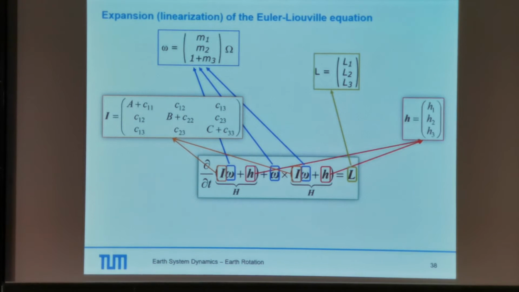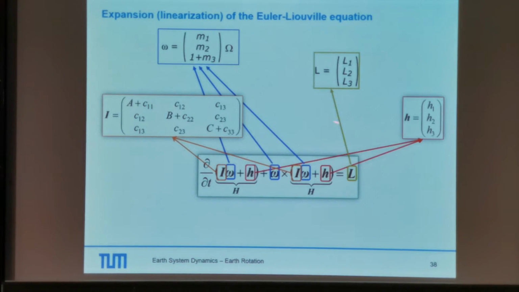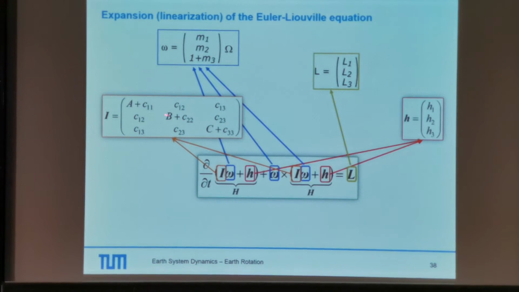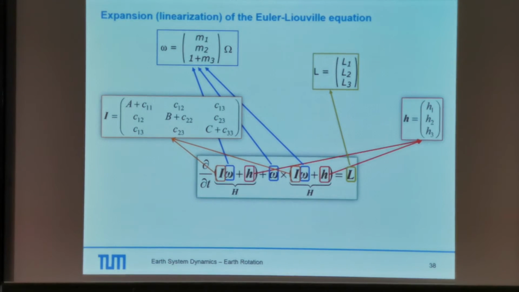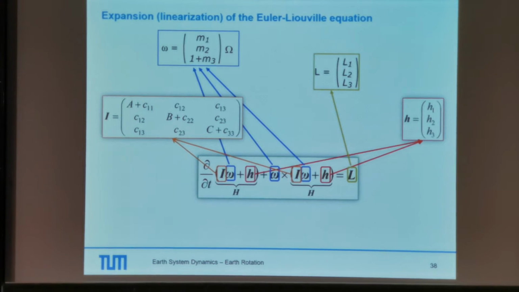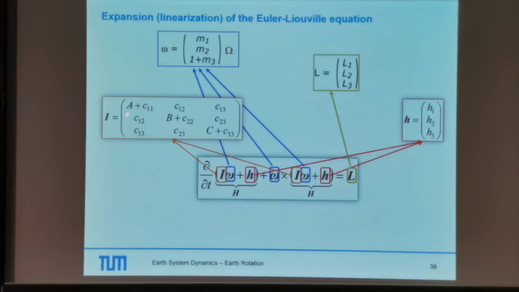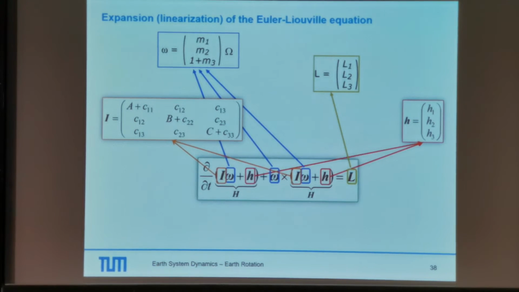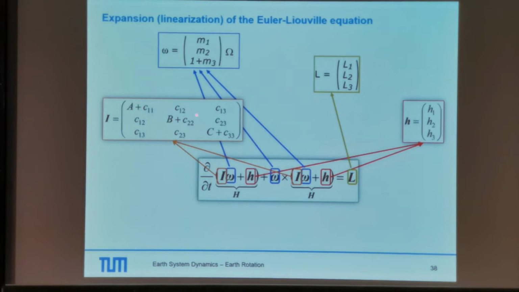Okay, if we look again at the equation, this is the Euler-Liouville equation. We know the capital I here, which comprises this formulation, I0 plus delta I. The main diagonal holds the principal moments of inertia, A, B, and C. The off-diagonals are these small elements here, abbreviated with c something in the subscript.